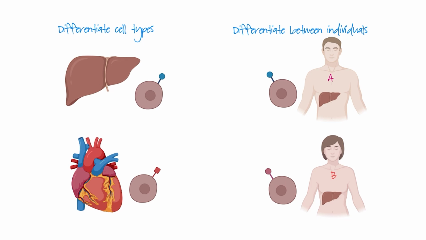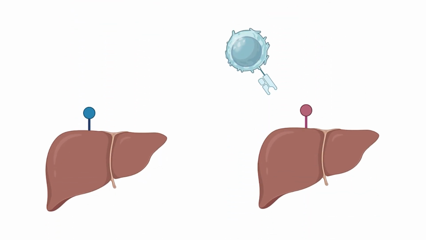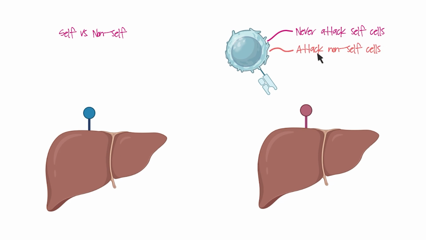This ability to differentiate between the cells of one person versus the cells of another means that our immune system has the ability to differentiate between self and non-self cells. And our immune cells are designed in such a way as to never attack self cells and to attack anything that they see as non-self. This is why, for example, after an organ transplant, in some people that tissue is rejected, even though it's the same type of tissue, such as, for example, liver tissue being replaced by other liver tissue. But because it's from another person, the immune cells see it as non-self.